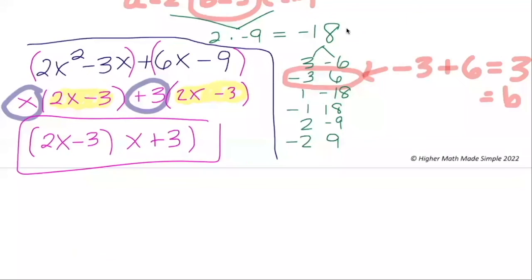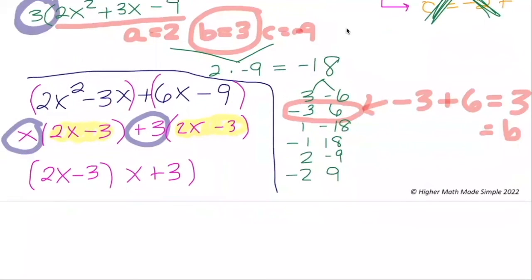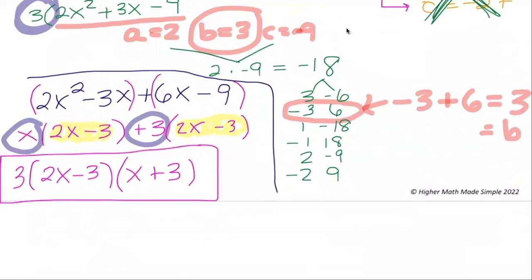So how would we do that? Remember at the very beginning, we took out a positive 3, that was the greatest common factor. So do not forget to put that back. So you could just stick it right in front. Oh, and I forgot to add the parentheses there. So this is our final answer.